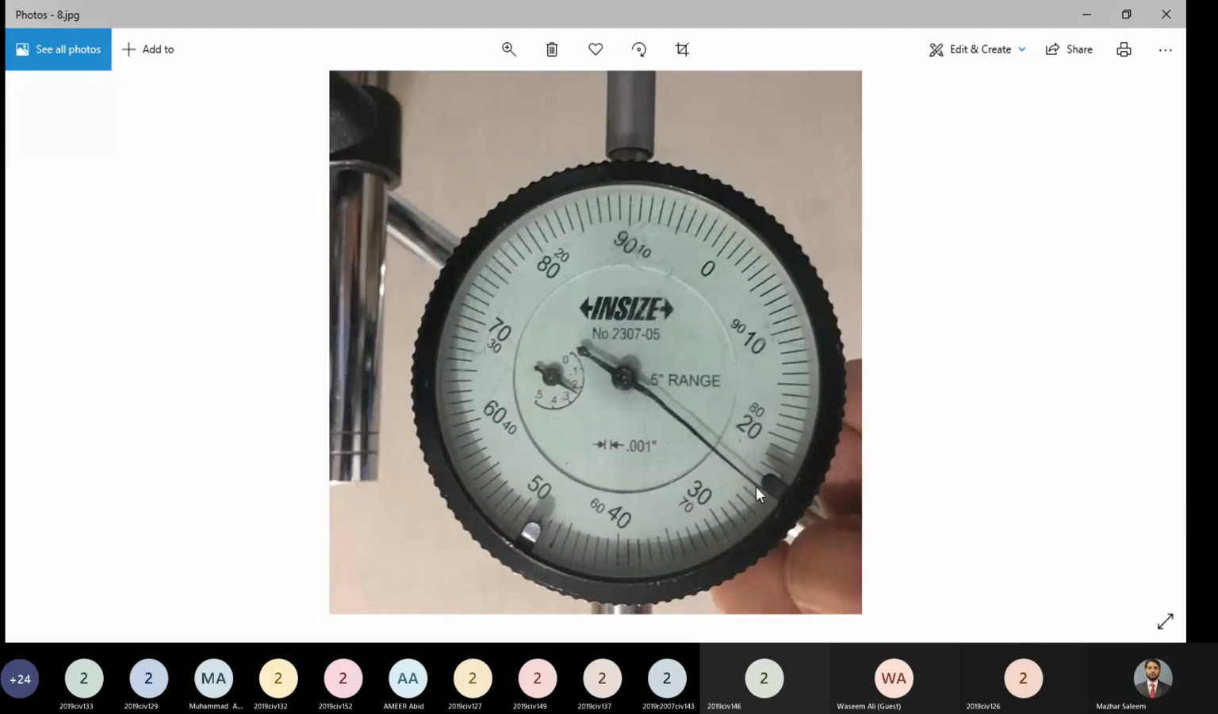So while reading a deflection gauge, you need to know the direction of rotation before taking measurement.